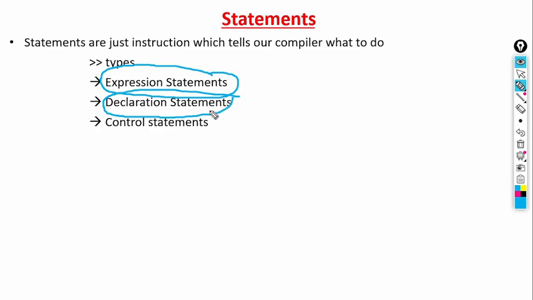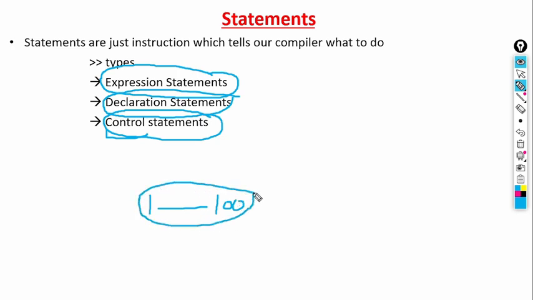Now the main important one, the base of our statements and the base of our logic, is control statements. What actually are control statements? Control statements control our logic on the basis of some restrictions, some conditions. For example, say I have the numbers 1 to 100 and my task is to print all the even numbers from 1 to 100, like 2, 4, 6, 8, 10, till 98, or up to 100 if it is less than or equal to 100.